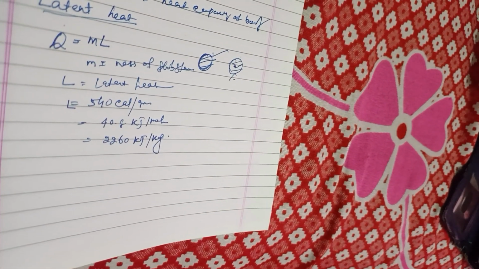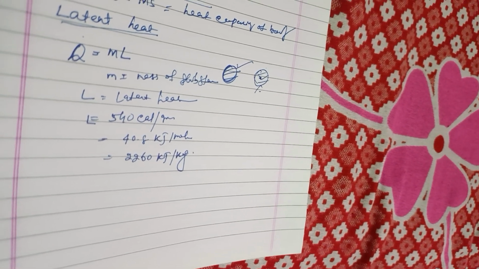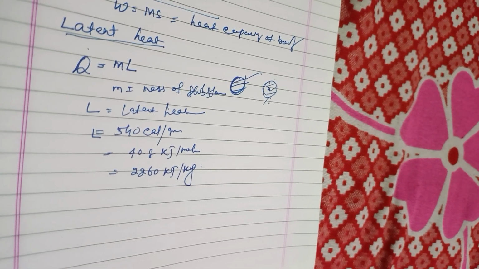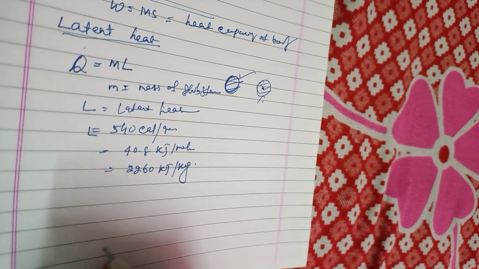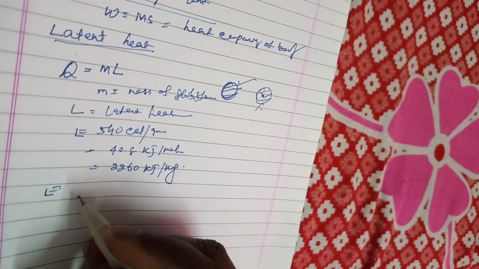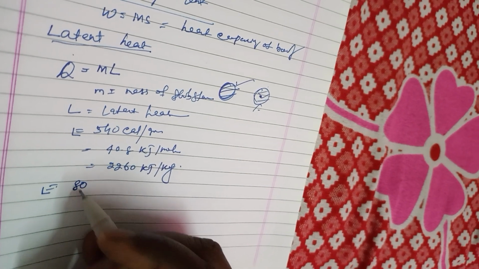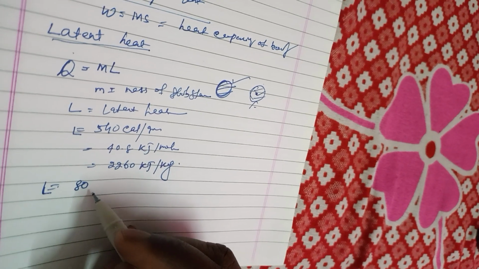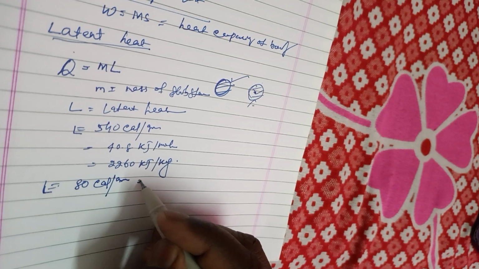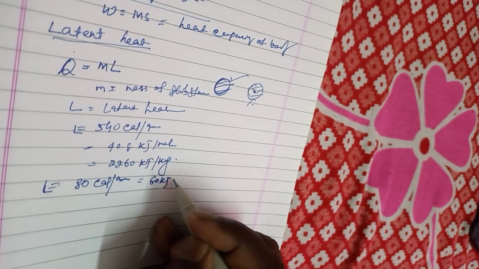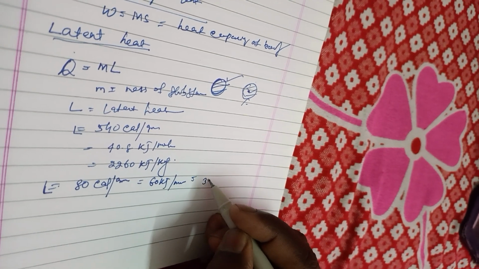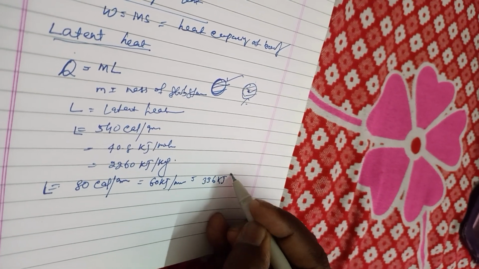For water, at the normal freezing temperature or melting point, L is equal to 80 calorie per gram, or 6.0 kilojoule per mole, or 336 kilojoule per kg.